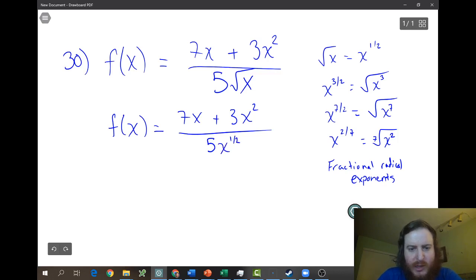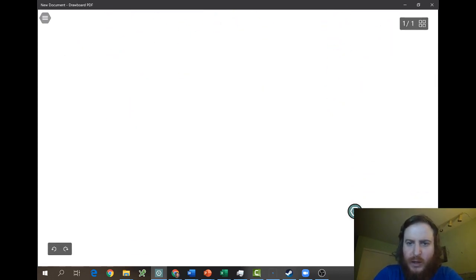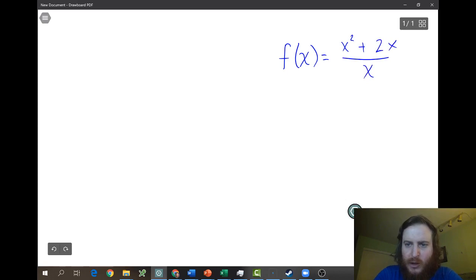Now, in my solutions, I actually did split this up, but you don't have to. So I'm going to show down here some questions that I hope we're comfortable with. If I had f of x equals x squared plus 2x, all divided by x, hopefully we're all very comfortable saying, oh, there's an x in every single term, so let's cancel out an x. And so this becomes x plus 2.